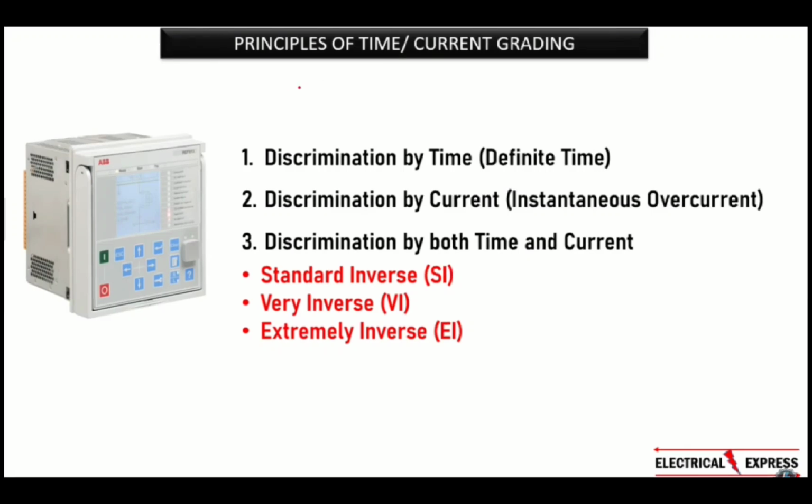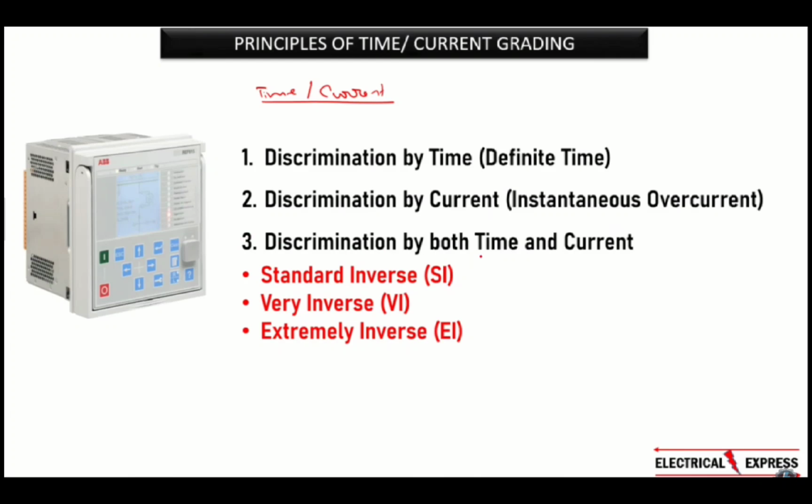lines. So, if we talk about the principles of overcurrent protection, there are generally two things involved. The first is time, and the second is current. So, we can divide it into three sections. The first is discrimination by time, which is what we call definite time. The second is discrimination by current, which can also be called instantaneous overcurrent. And the third is discrimination by both time and current.